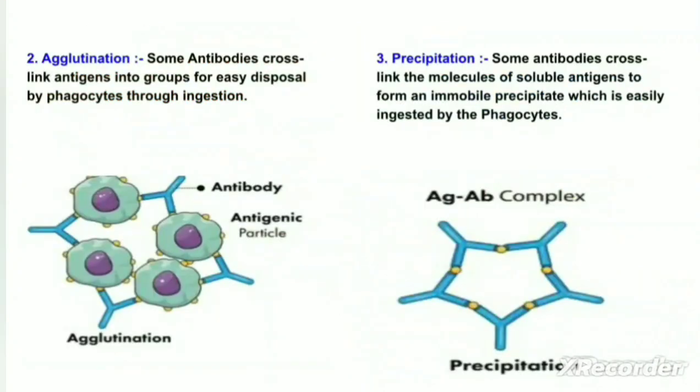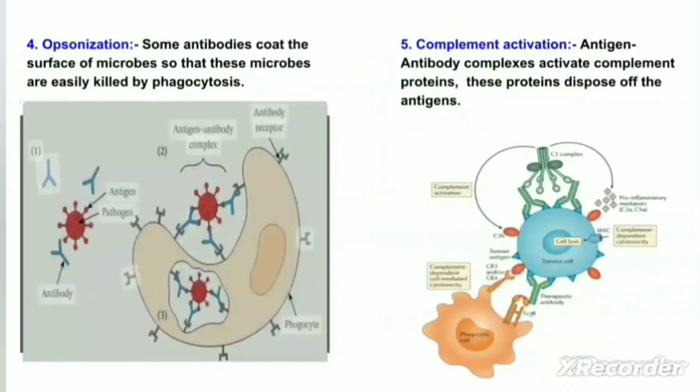Now, the second interaction is agglutination. Some antibodies cross-link antigen into groups for easy disposal by phagocytes through ingestion. Now, the third interaction is precipitation. Some antibodies cross-link the molecules of soluble antigens to form an immobile precipitate which is easily ingested by the phagocytes.